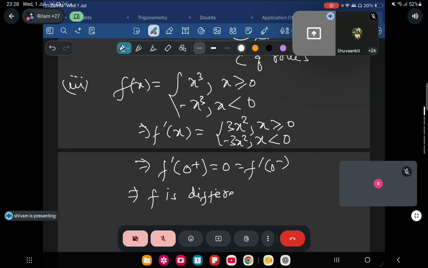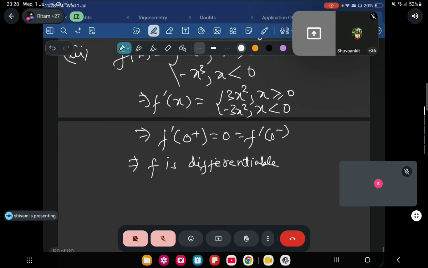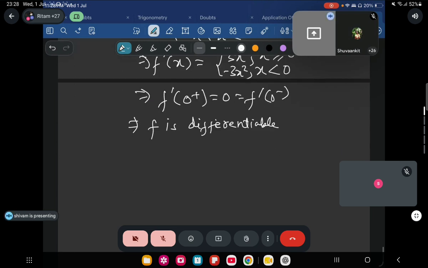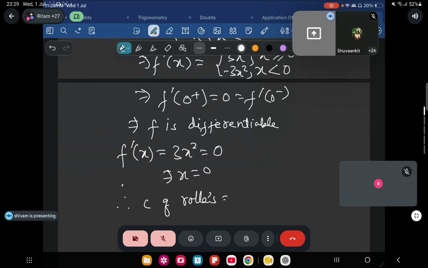Okay, once you see that the function is continuous and differentiable, there exists some c belonging to the interval. So what is f dash x? F dash x will be equal to 3x square. Put it equal to 0. Therefore, this implies x equal to 0. Therefore, what is the value of c? C will be equal to 0 only. Tell me, anyone having any doubt? You can ask me now.